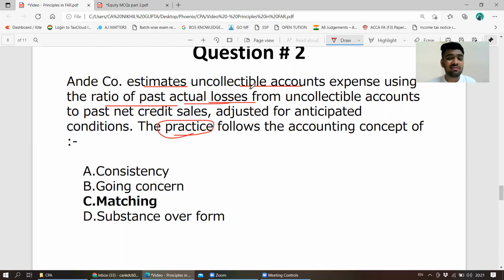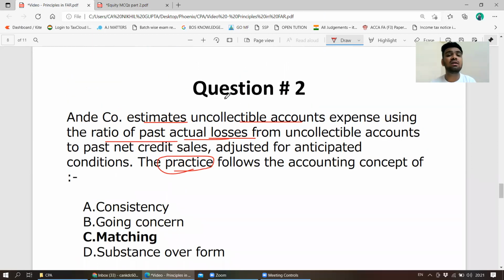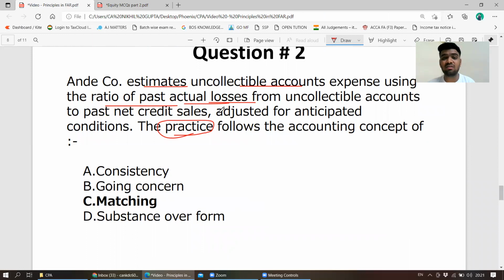It's not about consistency because there are no different accounting options available for bad debt and uncollectibles. So going concern is not connected. Having little bad debts does not affect your going concern. Friends, matching principle is the best answer. You see it clearly. The expense of the current year, I have recorded uncollectibles in the current year because the credit sales were recorded in the current year.